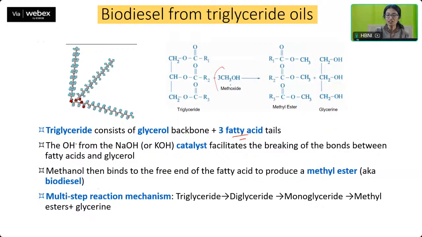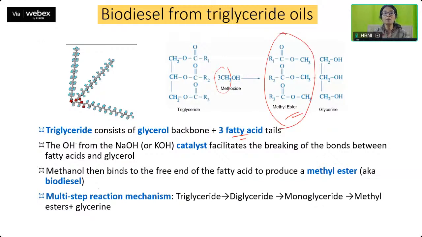Now the methanol, whatever is there, then binds to the free end of the fatty acids, and it produces a methyl ester, as you can see over here. So what you have over here is right now a methyl ester. And this is nothing but biodiesel. So this particular thing is your biodiesel, and this is how you get it using triglycerides.